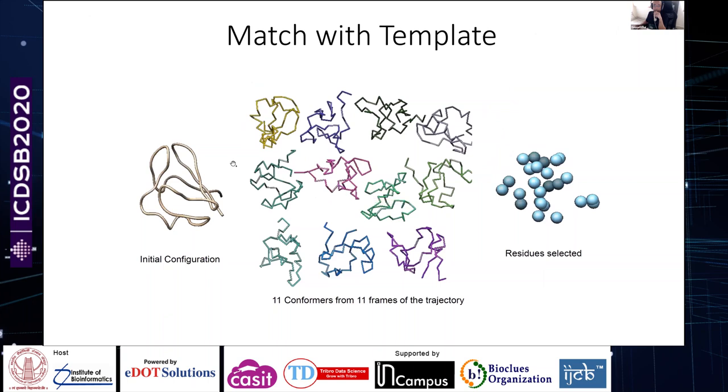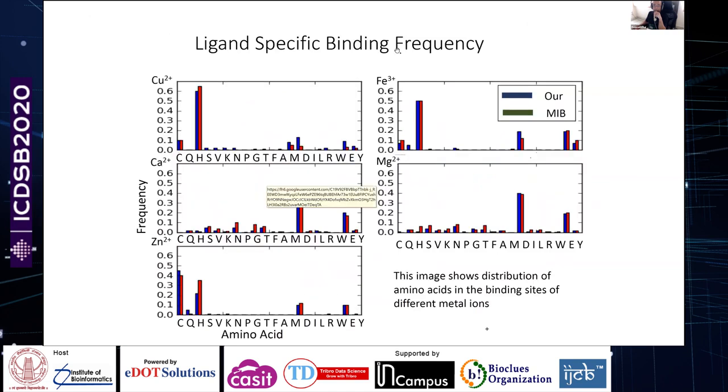So you have the initial configuration, and then you do the dynamics, and then you will get all kinds of residues, which will be extracted from these conformations. And once they are done, then you enforce the ligand binding frequency. So this ligand binding frequency is pre-calculated based on the known propensities for metal binding, and a score is calculated.